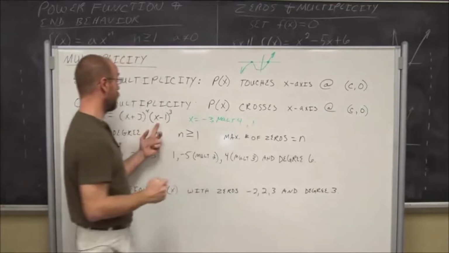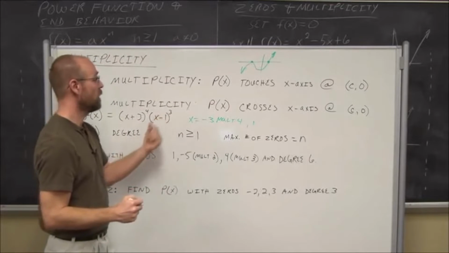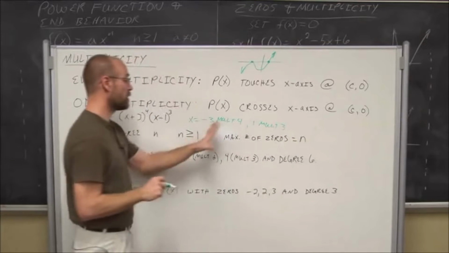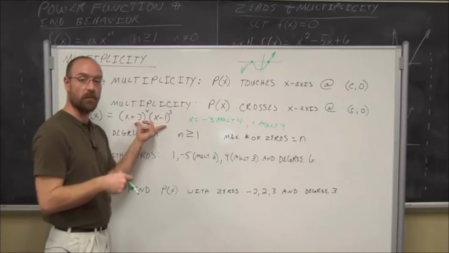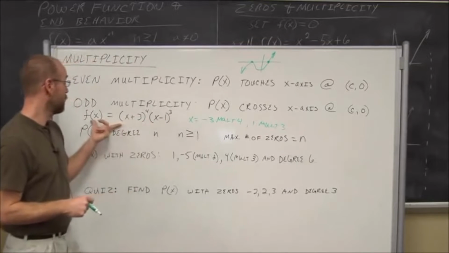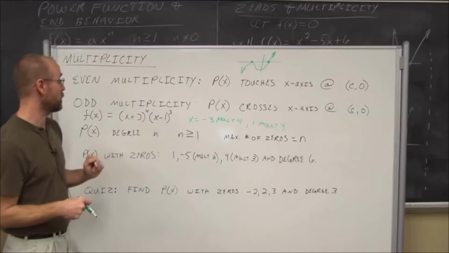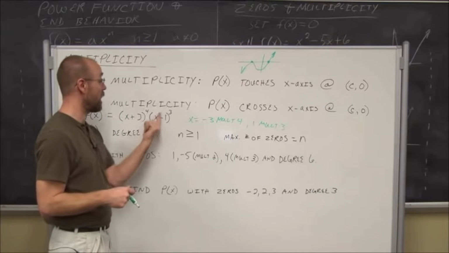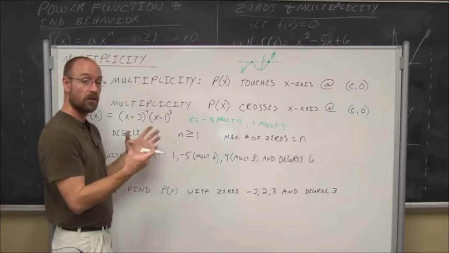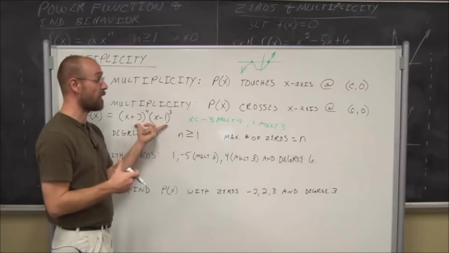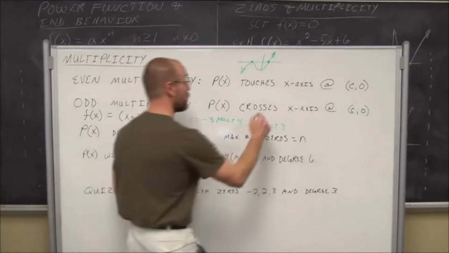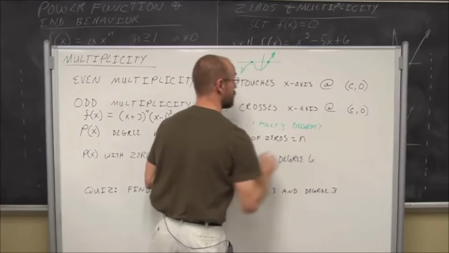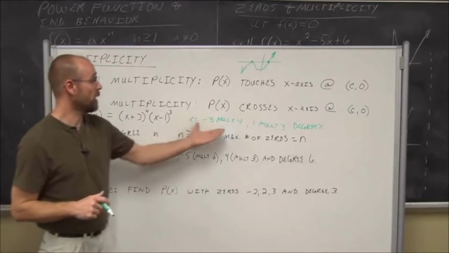This is positive 1. 1 minus 1 would be 0, but it has a multiplicity of 3. Now let's just assess this for a moment. What is the power of this function? What's the degree of this function? Well, I have x being raised to the 4th power times an x being raised to the 3rd power, so a total of x to the 7th. That's the highest degree of this, so I'm just going to write degree 7.